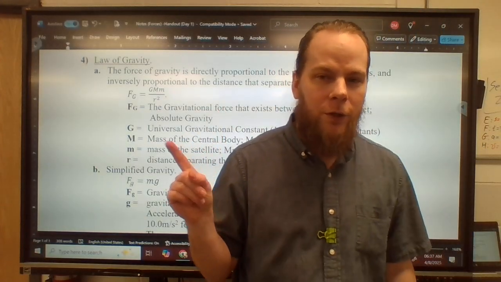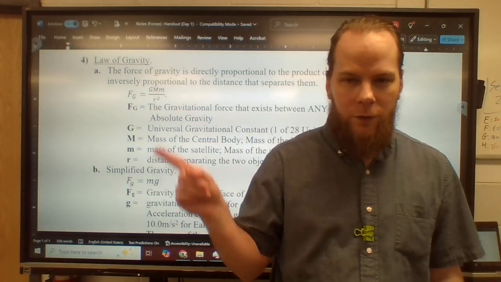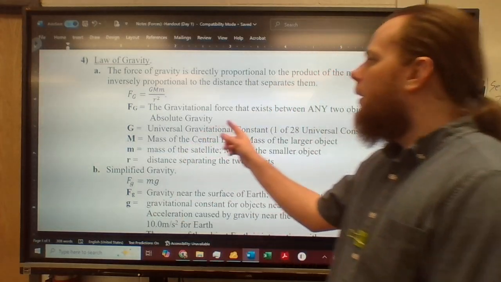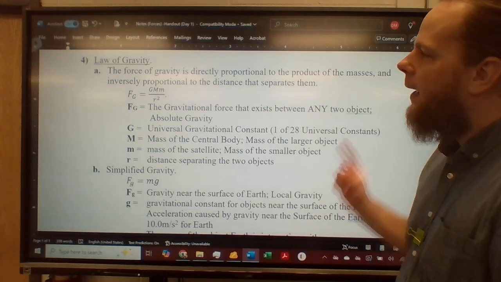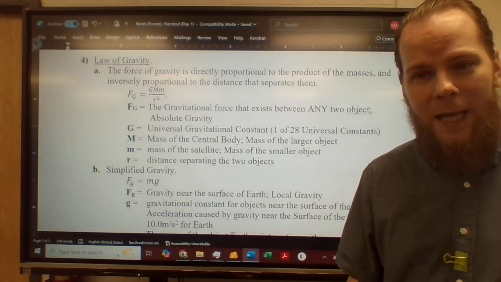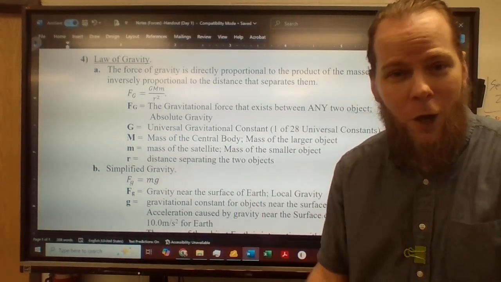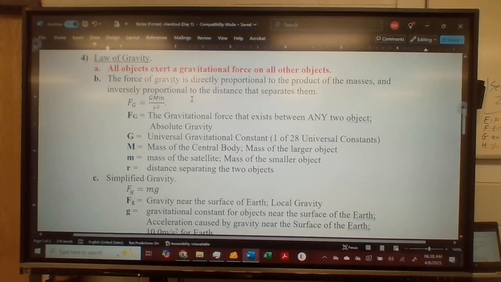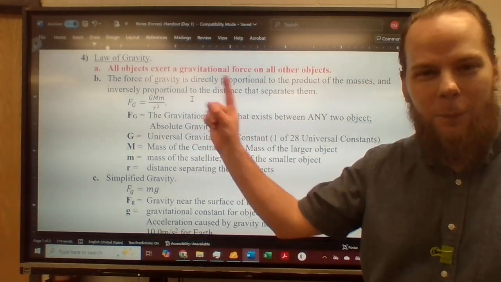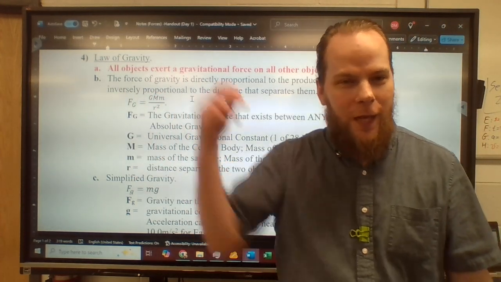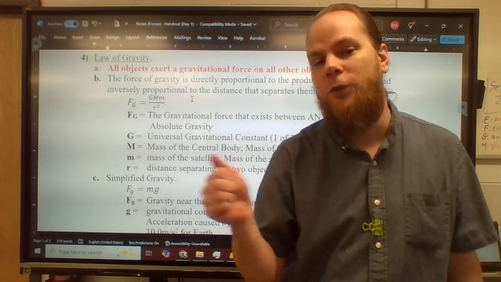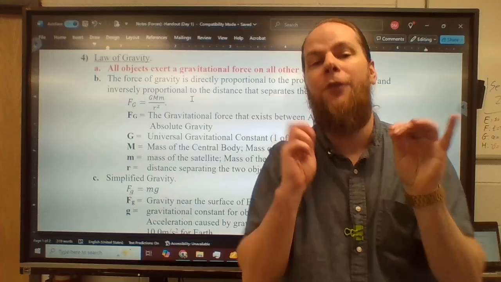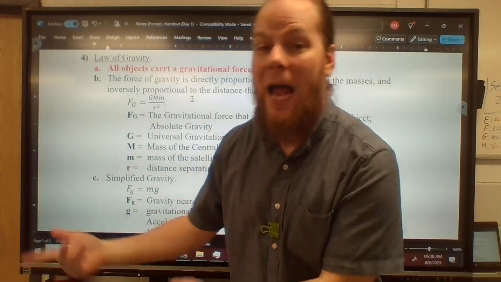Mainly, I want you to know these two equations. But first, the law. Okay, the force of gravity is directly proportional to the product of the masses and inversely proportional to the distance that separates them. And there is one more thing that I'm going to add real quick. So you're going to have to add this manually on your paper. One sec. All right. So first off, the actual premise of the law is that every object that has mass exerts a gravitational force on every other object that also has mass.